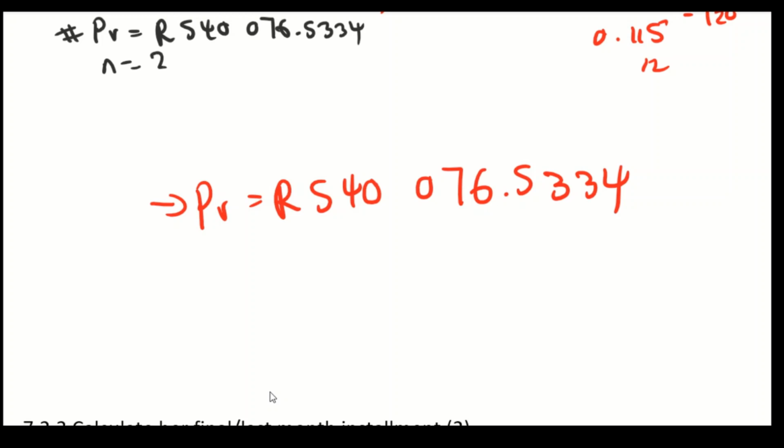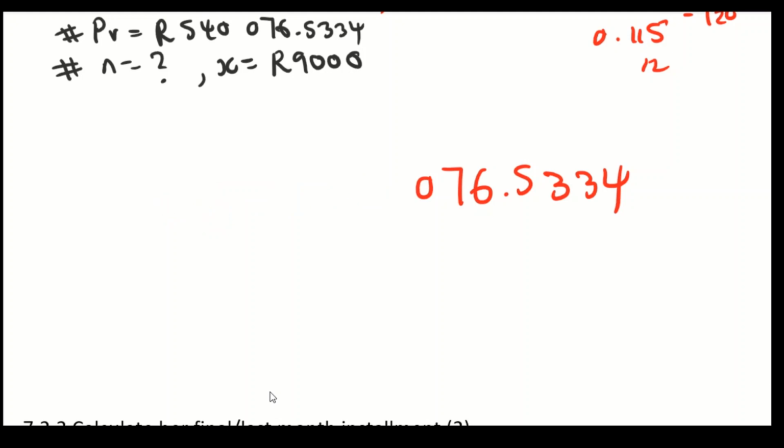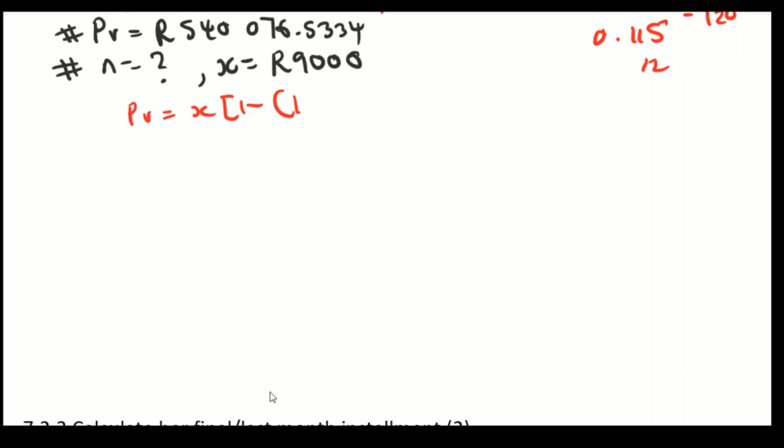You want to find the number of years that this person is going to spend paying this loan once they start paying monthly payments of 9,000, right? So we are going to do the following. We're going to substitute into our present value annuity. So it's going to be PV is equal to x into 1 minus 1 plus i to the power of minus n over i.